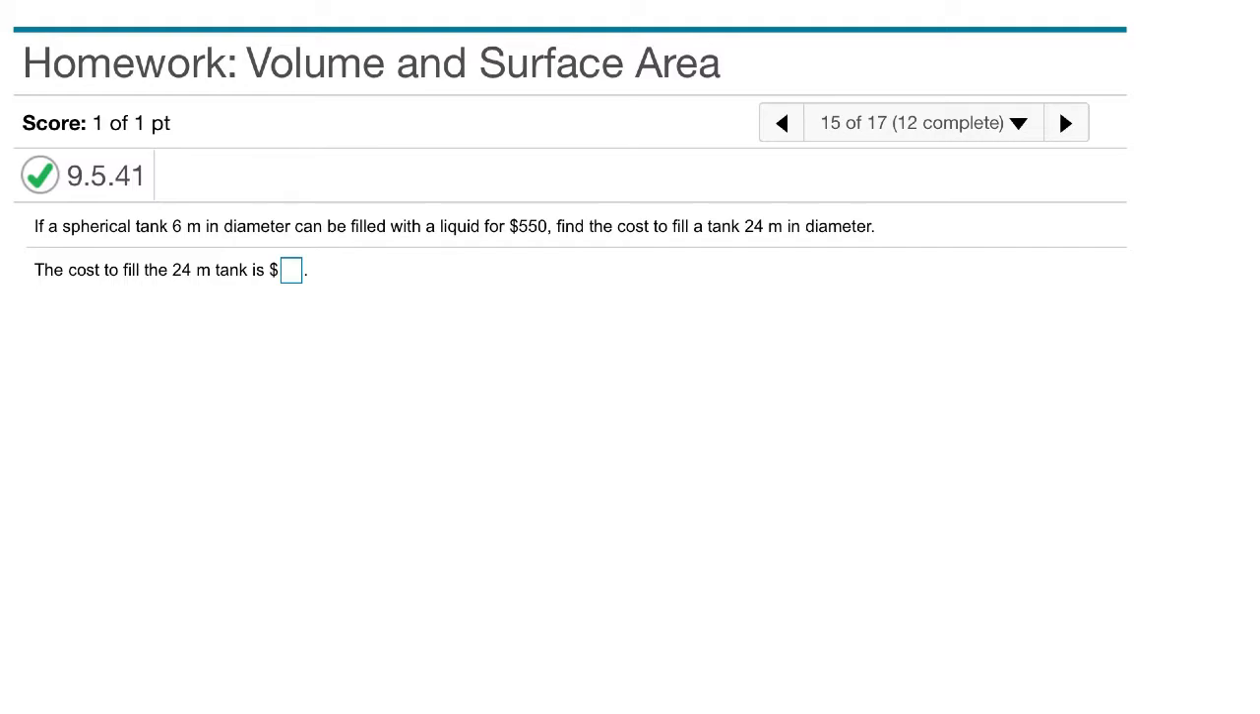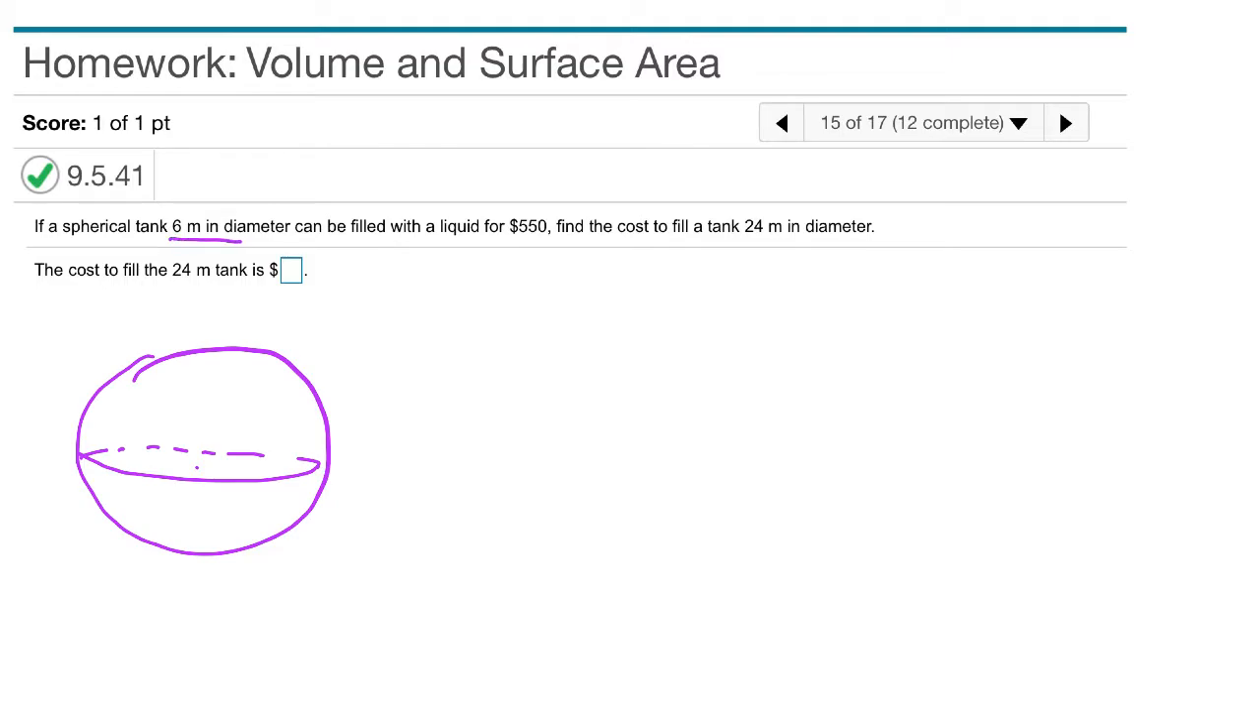And since that is a sphere, what we've got is a volume. So we've got a shape that looks something like this. And we are given that the spherical tank has a 6-meter diameter. Now, since the diameter is going to be 6 meters, then that tells us that the radius is going to be half that, and so our radius is just going to be 3. So what we've got is a spherical tank that has a radius of 3.